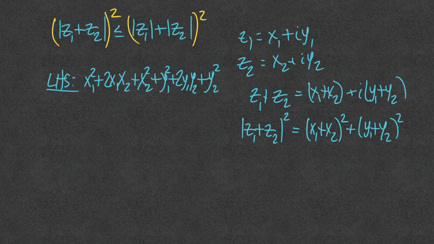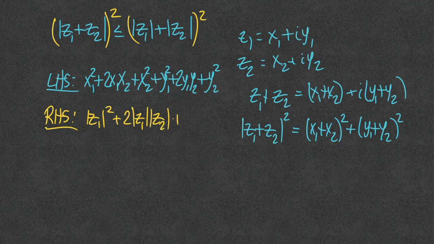Okay. Now the right-hand side of this inequality, well, when I FOIL this out, they're just real numbers, right? The modulus of z1 and the modulus of z2 are just real numbers, and so I get, just FOILing that out, modulus of z1 squared plus 2 times the modulus of z1 modulus of z2 plus the modulus of z2 squared.